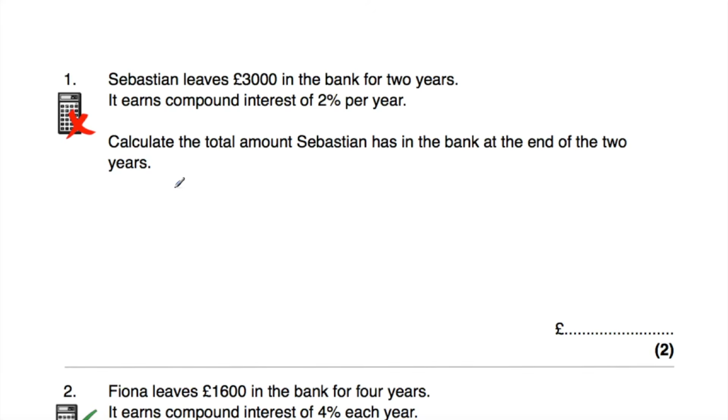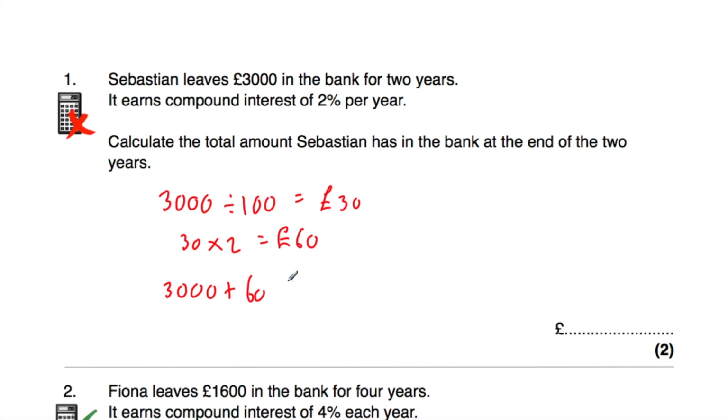So let's do that. Let's start off with the £3,000. To find 2%, it's a non-calculator question, so I'm going to divide it by 100 to find 1%. If we divide it by 100, that tells us 1% is equal to 30. So £30 is equal to 1%. But we want 2%, so we're going to double that. 30 times 2 is equal to £60. So 2% of £3,000 is £60. That's how much interest he earns in the first year. So if we do 3,000 plus £60, that'll be how much money's in the bank after 1 year, and that's equal to £3,060.